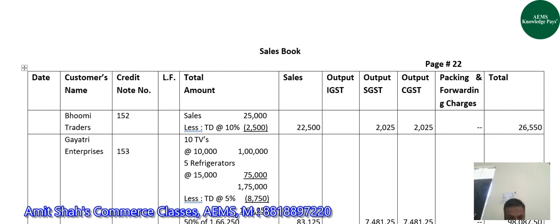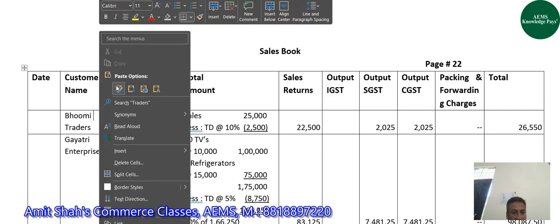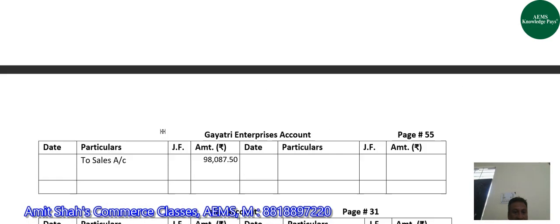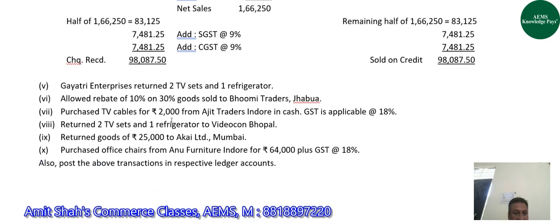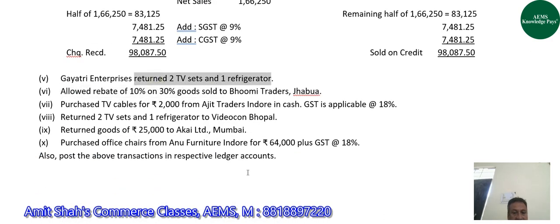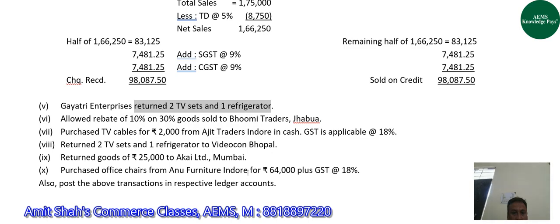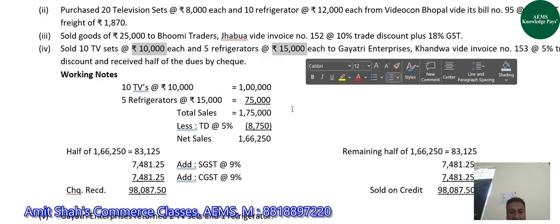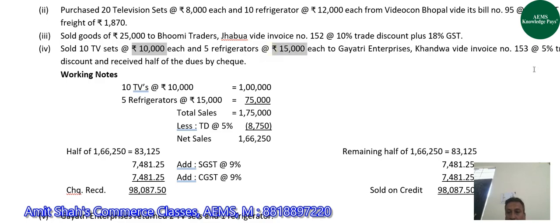When there is a sales return, we actually credit the party and debit the sales return account. Rest all will remain the same. Here instead of sales, we will have sales returns. So, who has returned the goods is Gayatri Enterprises. It has returned us 2 television sets and 1 refrigerator. They were sold at a price of 10,000 and 15,000 each respectively, where the trade discount was 5%.